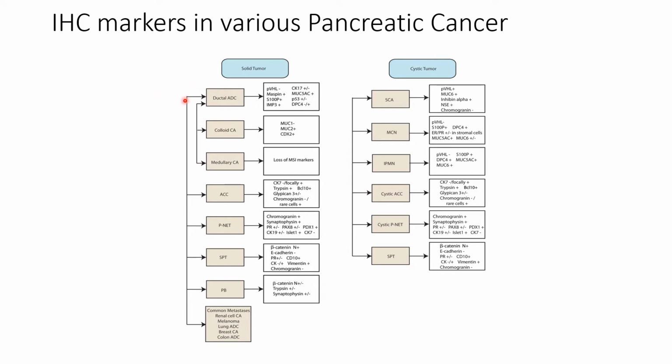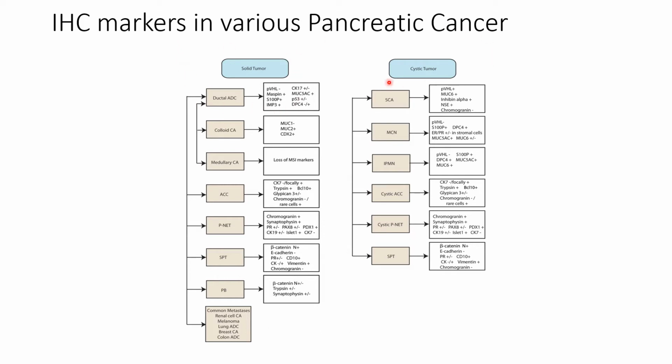For example, we have pancreatic ductal adenocarcinoma, colloid carcinoma, medullary carcinoma, acinar cell carcinoma, PNET or PanNET, that is pancreatic neuroendocrine tumor, pseudopapillary tumor or pseudopapillary neoplasm, that is SPN, pancreatoblastoma, and some other rare types of tumors and metastases. These all are solid tumors.